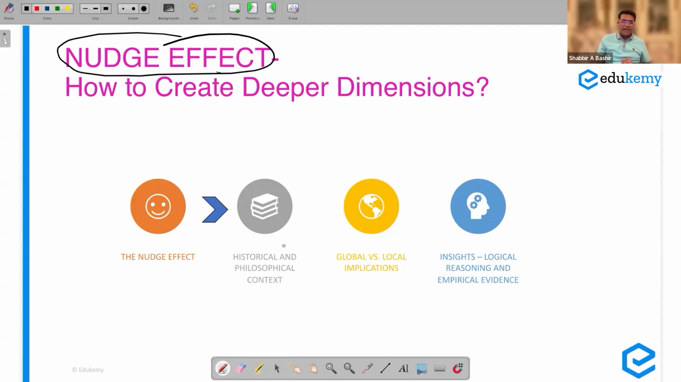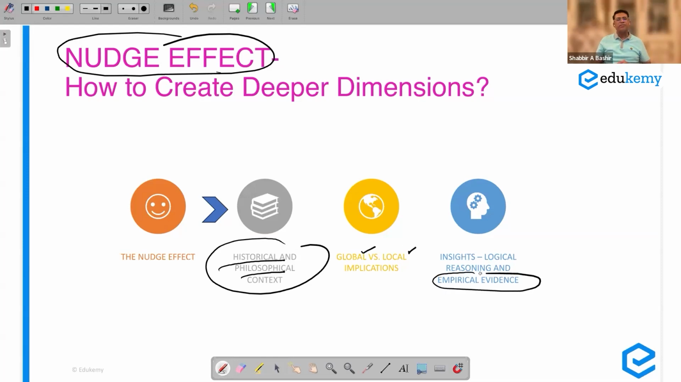You can do that by referring to historical context examples, and you can give philosophical context. You can compare global versus the local dimensions and implications, and give reasoning through empirical evidences. So this is another way of thinking of the topic. Write the topic from the historical perspective. Sometime in the past, something has happened. Maybe somewhere in history, that particular idea or concept was relevant.